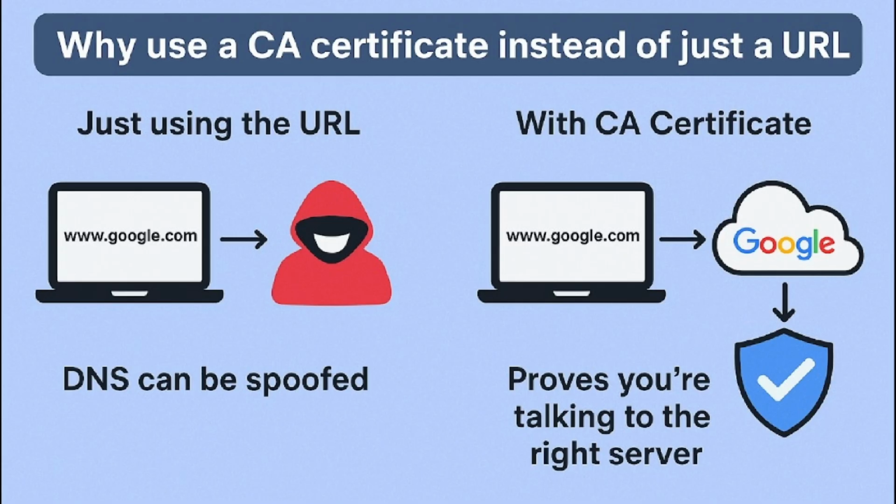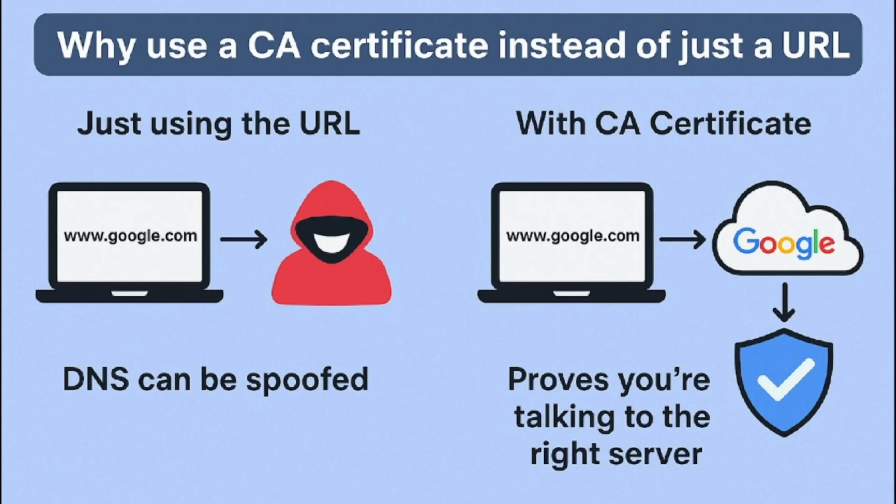This is where a CA certificate comes in. A CA, or certificate authority, is a trusted organization that verifies the identity of servers. When you load the CA certificate into your ESP32, it doesn't just trust the DNS results. Instead, it checks that the server presents a valid certificate signed by the trusted CA and that the name matches the server you expect. In simple terms, the URL tells you where to connect, but the CA certificate proves who you are really talking to. That way, your connection is encrypted, authentic, and safe from imposters.